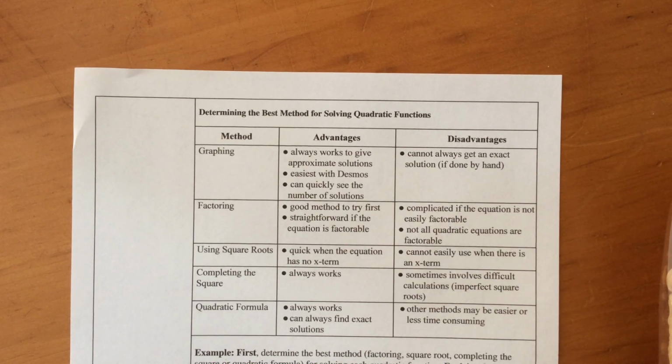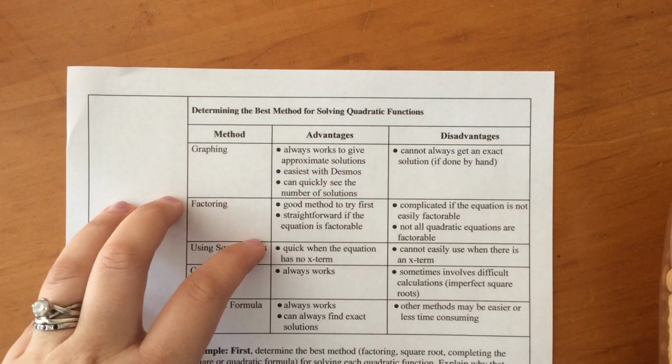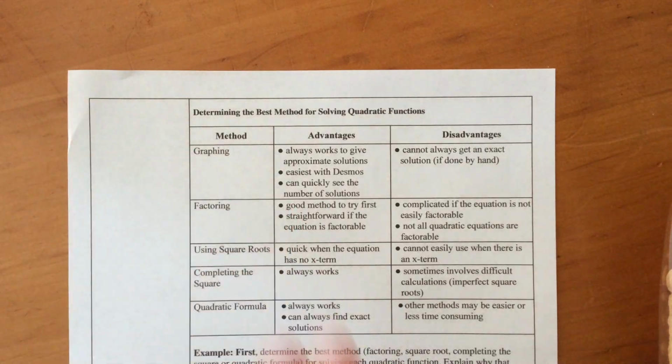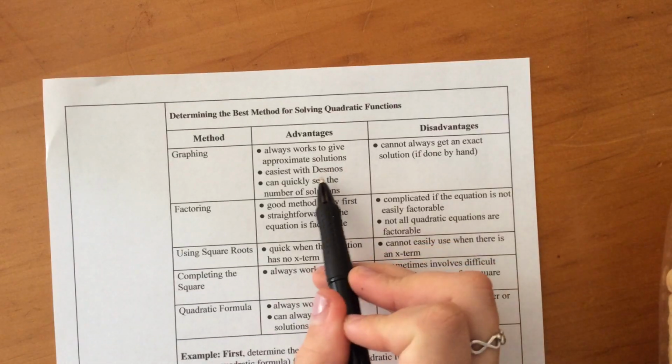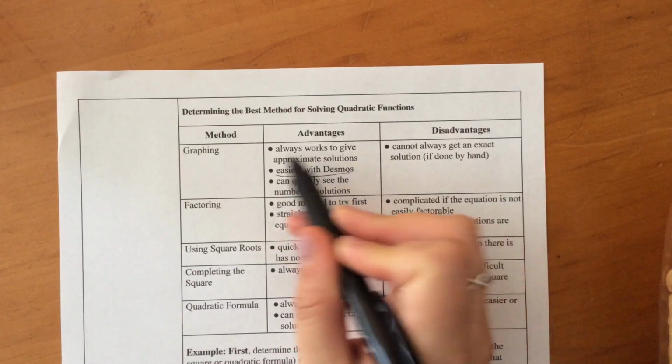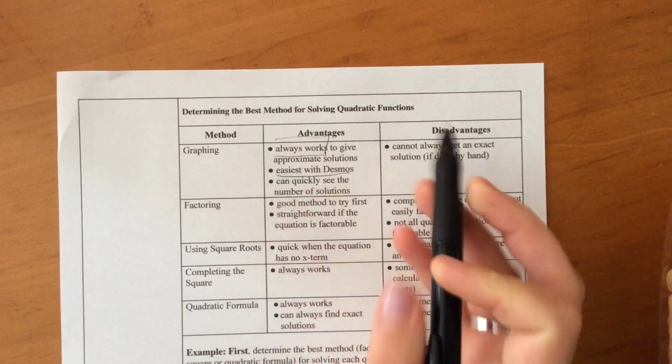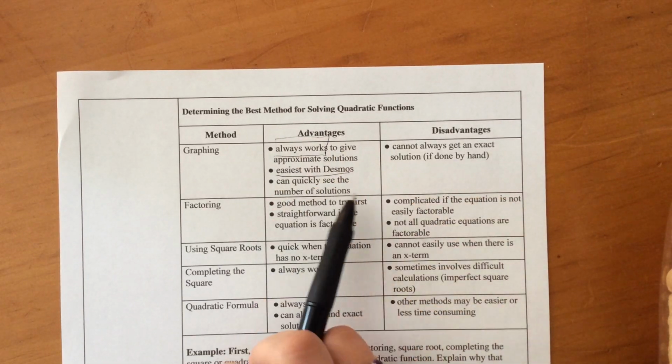Okay, so now we've learned all of the methods. So on your last page here on our notes, we have all of our methods with the advantages and disadvantages. So for graphing, it always works to give you the approximate solution. So it's easiest with Desmos, and it always works. And you can quickly see the number of solutions.